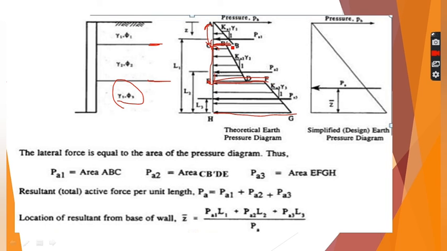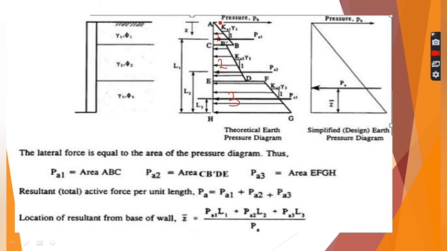You will have to draw according to scale, somewhat according to scale, because some values may be larger, some may be smaller. Now we will have to calculate individual values of these PA pressures in this and this portion. So you divide the whole of this area into three areas. First is this triangle, second is this trapezium, and third is another trapezium.